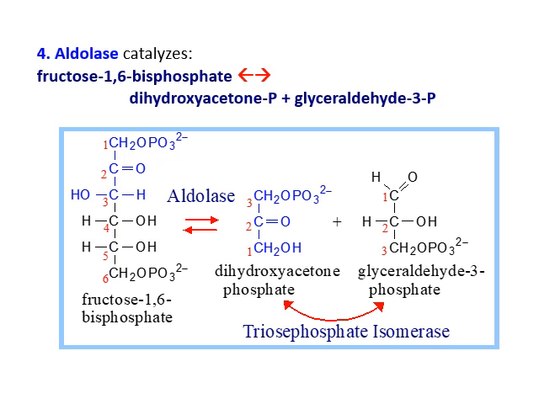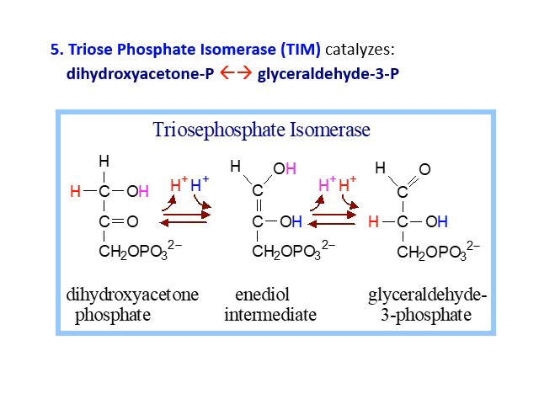The next step is isomerization. Dihydroxyacetone phosphate isomerizes to form glyceraldehyde 3-phosphate. This reaction is catalyzed by triose phosphate isomerase enzyme. This step is based on the acid-base catalysis reaction.